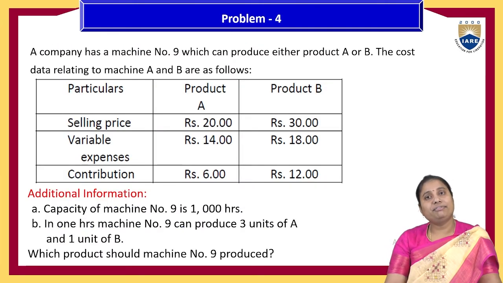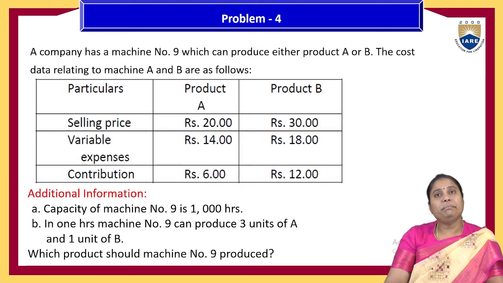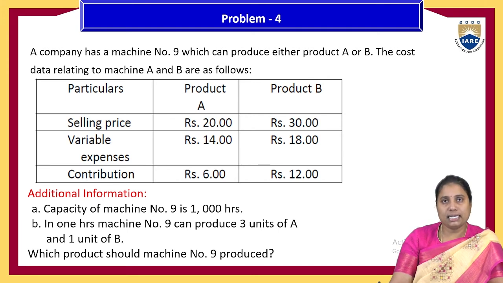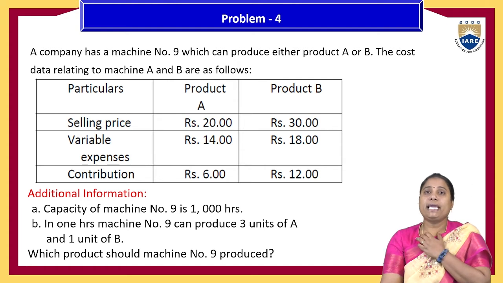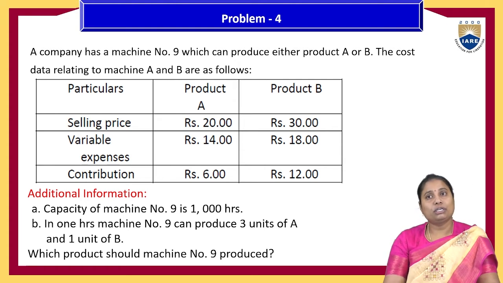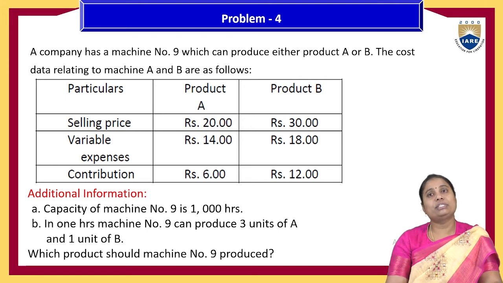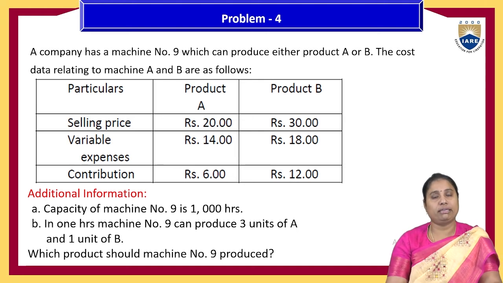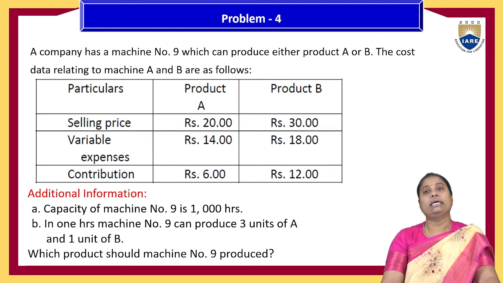There are some more examples. If we see this one, unit 4: a company has a machine number 9 which can produce either product A or B. The cost data relating to products A and B are as follows. Product A's selling price is 20 rupees, product B's selling price is 30 rupees. The variable expenses of A are 14 rupees, so it contributes 6 rupees towards the profit levels, whereas B's variable cost is 18 rupees and it contributes 12 rupees.